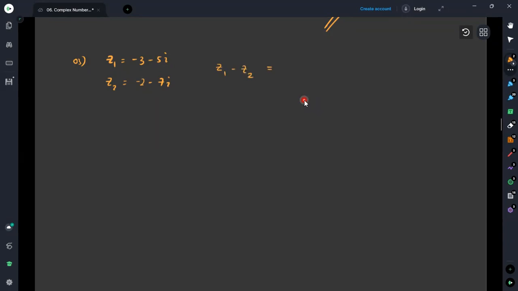Here what we can do is, the first value is Z1, then we can write it as minus 3 minus 5i, then subtraction of Z2, it is minus 2 minus 7i. Here we'll get minus times minus, it is plus 2, then minus times minus 7i, it is plus 7i. Then we'll get all together minus 3 plus 2, here we'll get minus 1, then minus 5i plus 7i. Here we'll get plus 2i.